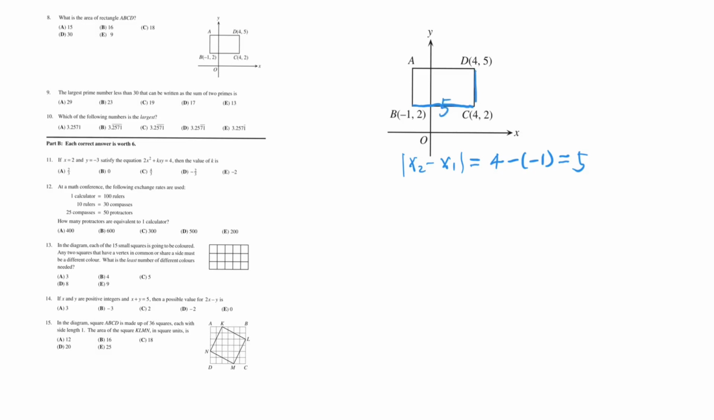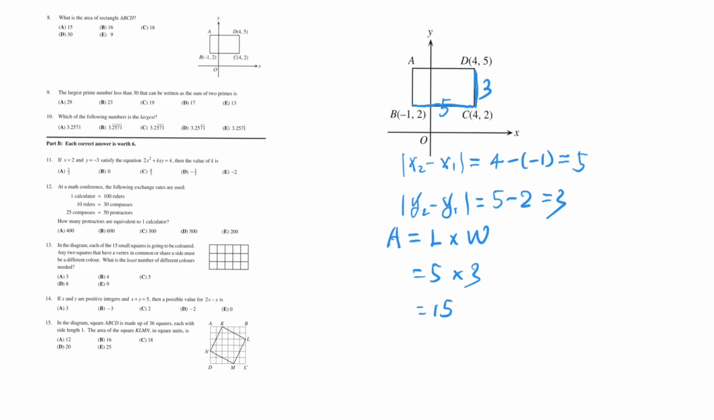The width, that's the height. So the width is y2 minus y1, absolute value. So this one we use 5 minus 2. That's 3. So width is 3. Area of rectangle is length times width. That's 5 times 3. So the answer is 15. That's choice A.